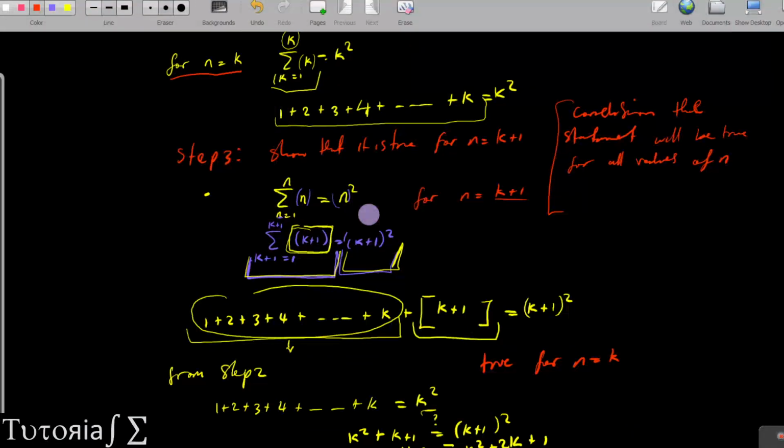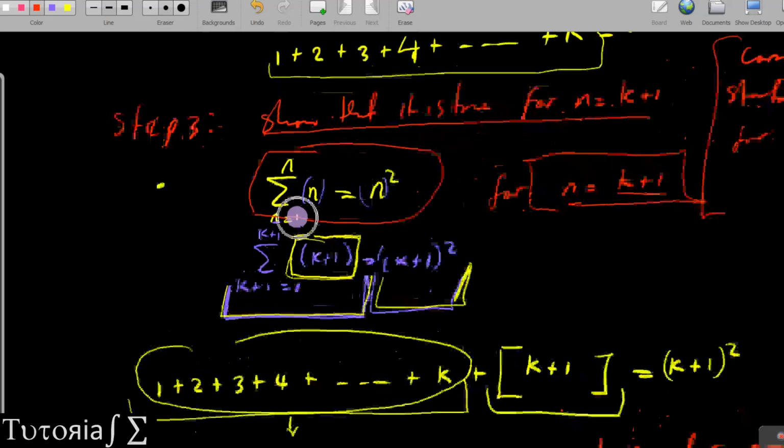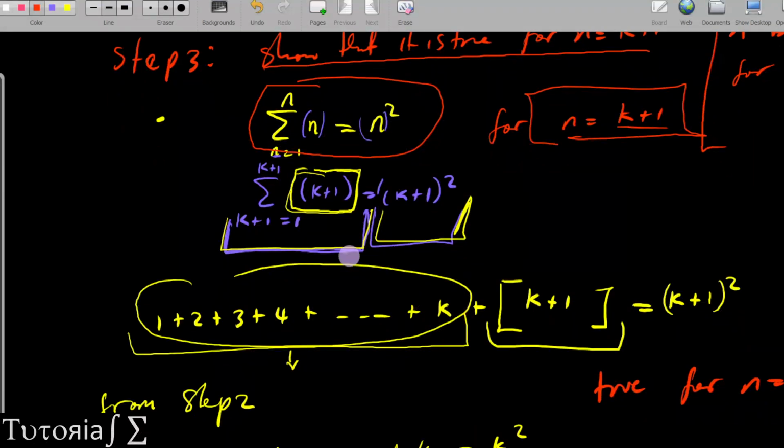After we are done with that step, we need to show that the statement is true for n equals to k plus 1. Okay, so we have what we've been given here. Now we need to replace with n equals to k plus 1. So where there is n, we replace k plus 1. So here we replace k plus 1. Just zoom in. Replace with k plus 1, k plus 1, k plus 1. Even on the other side here, we replace with k plus 1.